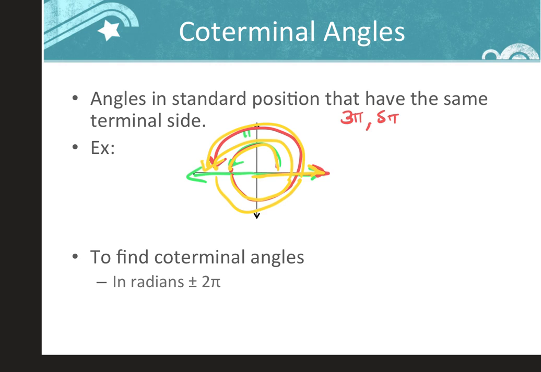A coterminal angle is found by adding and subtracting 2 pi. So if I ask you what the coterminal angle is for pi, if I add 2 pi to it, I get 3 pi. That's a coterminal angle. If I subtract 2 pi from it, I get negative pi. And remember, negative just goes the other direction. So negative would start here and go to negative pi, which would be here. They start and stop the same spot, which means they are coterminal angles.